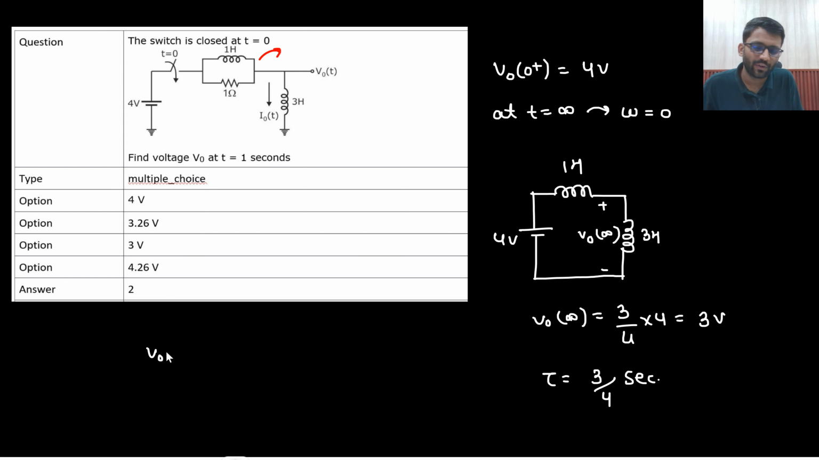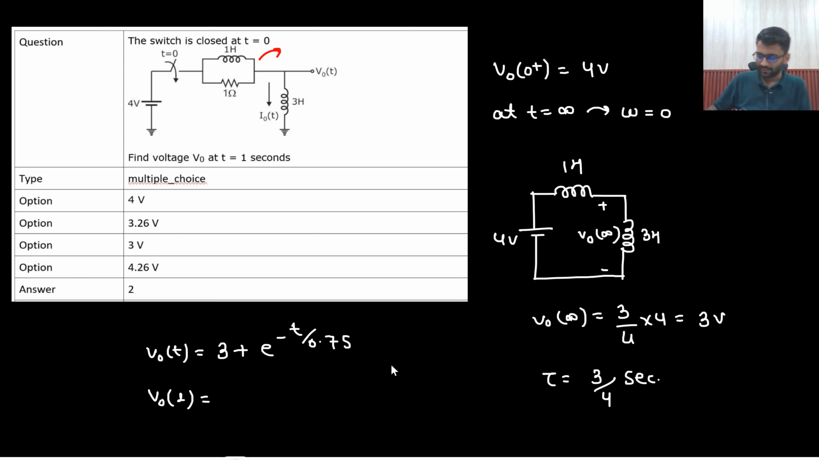So what would be your V naught t? From 4 to 3 it is going. So 3 plus e to the power minus t by tau. Tau is 0.75. At what time they are asking? At 1 second they are asking. So at 1 second, what it would be? 0.75 reciprocal, plus minus e to the power plus 3, 3.26.